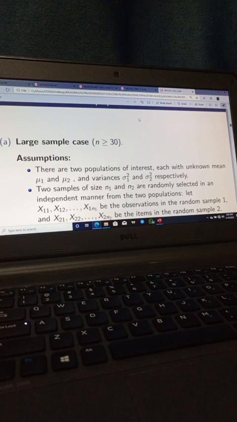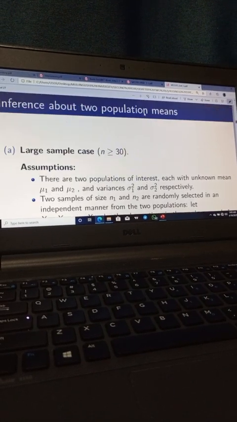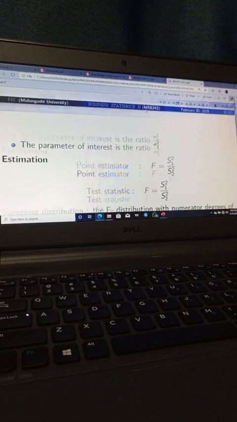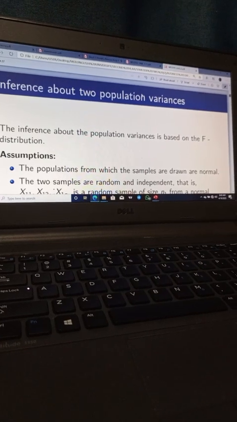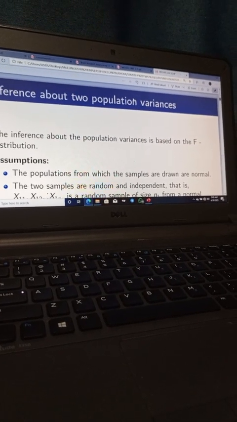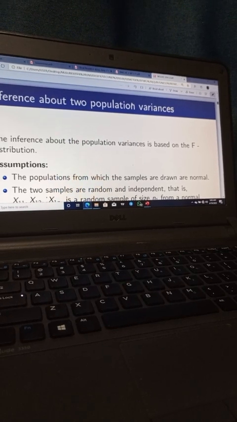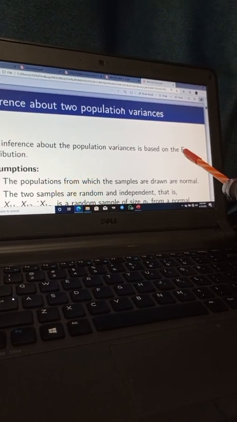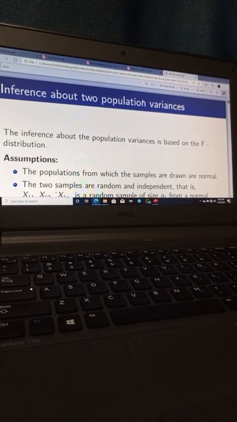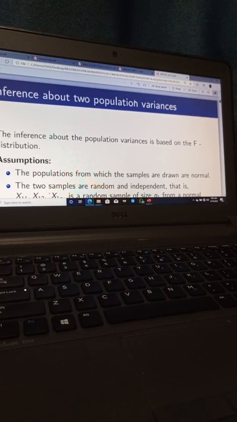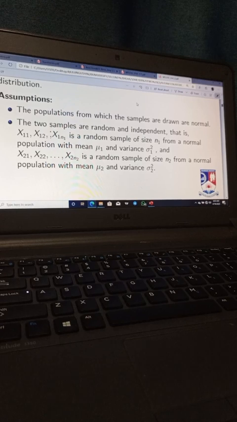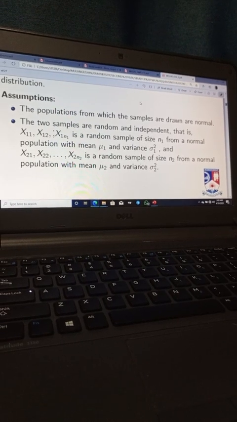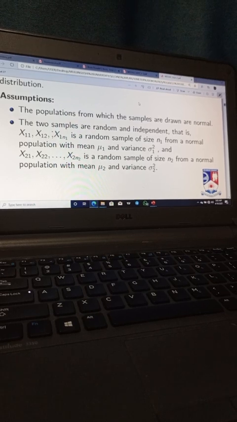We are back again with an interesting video under Unit 2, particularly inference about two population variances. When you are talking about the inference about two population variances, the inference is based on what is referred to as the F distribution, which people may mainly call the Fisher's distribution table, and these are the assumptions that we are always putting into consideration for you to solve the particular information that is needed for the knowledge.